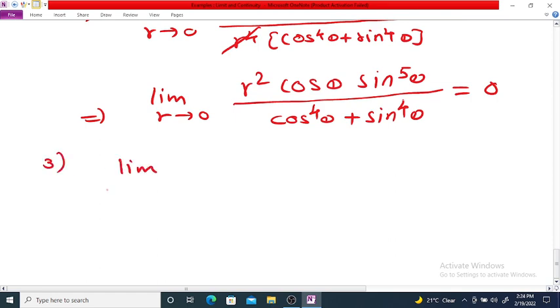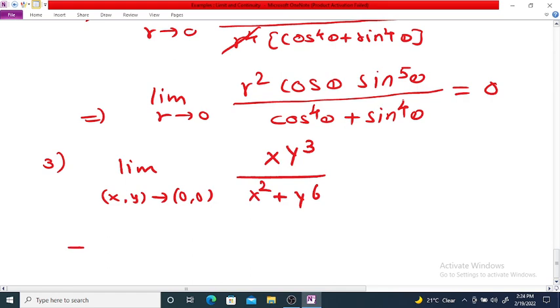The next example, limit xy tends to 0, 0 of x y cube divided by x square plus y raised to 6.